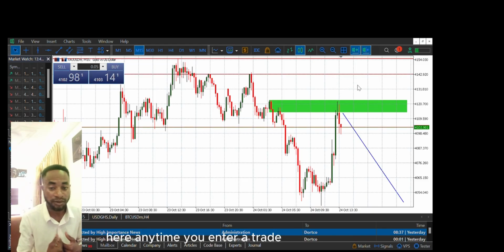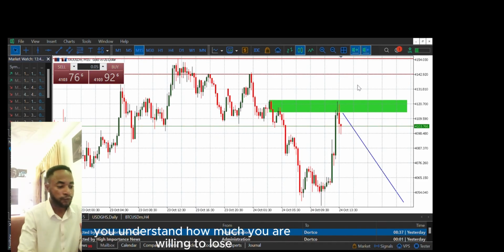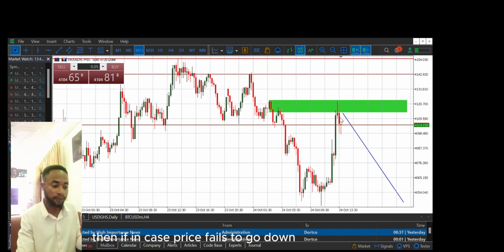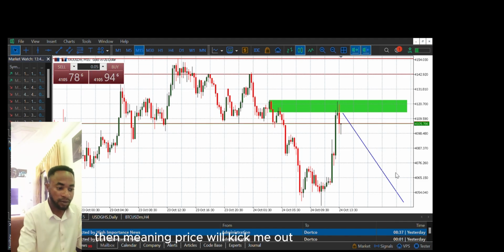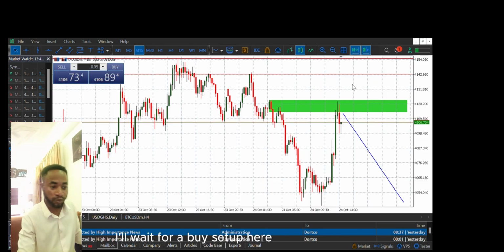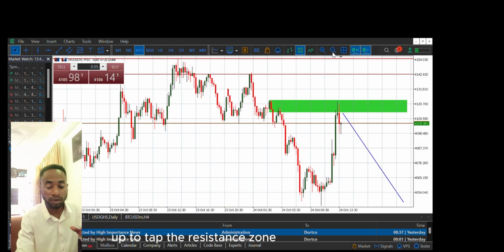Anytime you enter a trade, have your predetermined risk. You understand how much you are willing to lose. So if I pull the trigger here, and in case price fails to go down, then price will kick me out. But once price kicks me out, I'll wait for a buy setup here, then push price all the way up to tap the resistance zone.